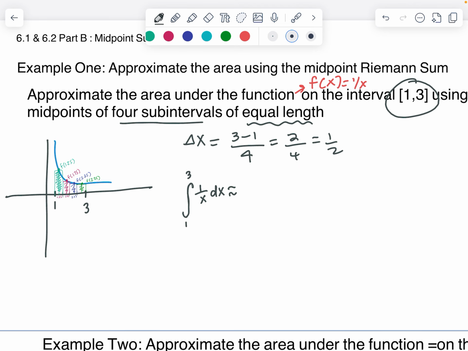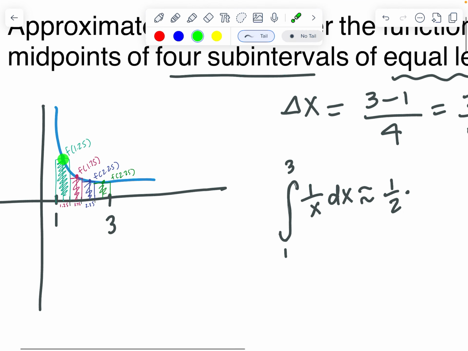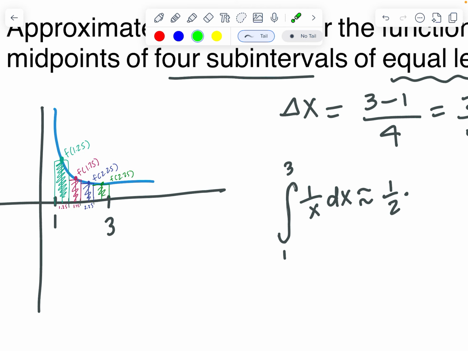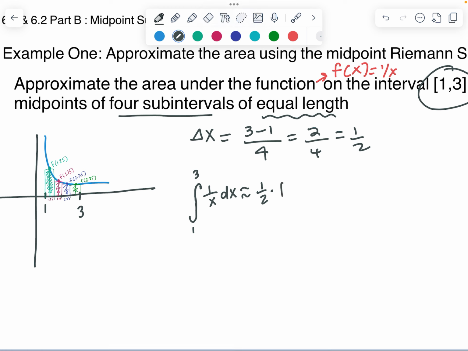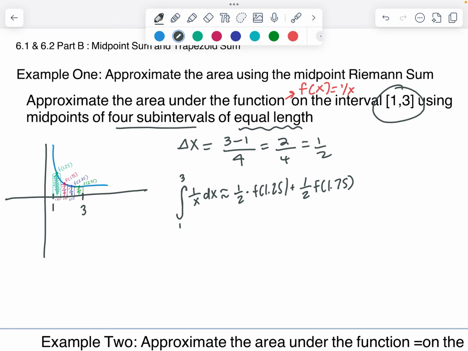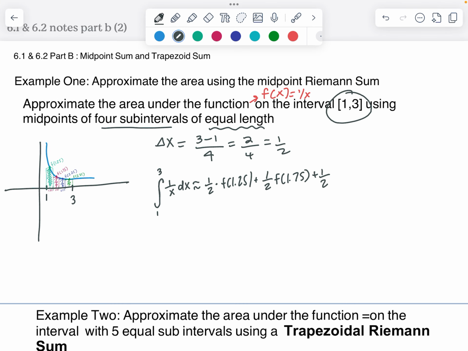I have 4 rectangles again, so when I find the area of all these rectangles, I should have 4 area statements. So the first area, the width is 1/2, and remember we used this line right here to create our height, and that's f of 1.25. So I'm going to do 1/2 f of 1.25, and then again 1/2 f of 1.75 plus 1/2 f of 2.25 plus 1/2 f of 2.75. Okay?